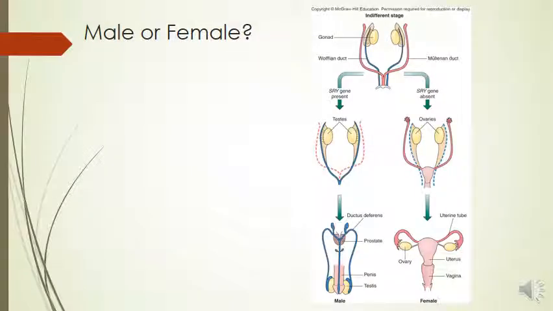If we take a look at this next slide, you can see the paired duct systems in the early embryo may develop into male or female reproductive organs. The red tubes represent female structures and the blue tubes represent male structures.